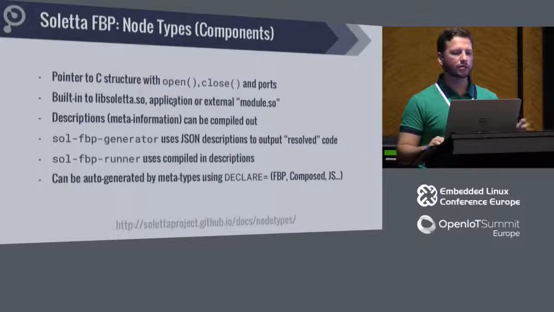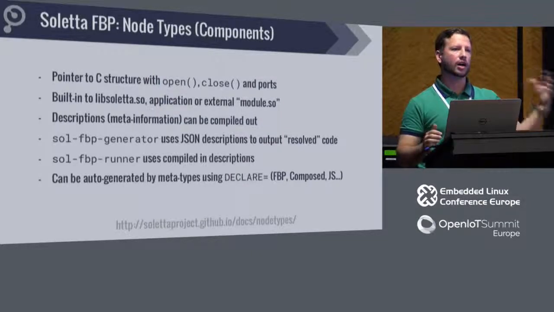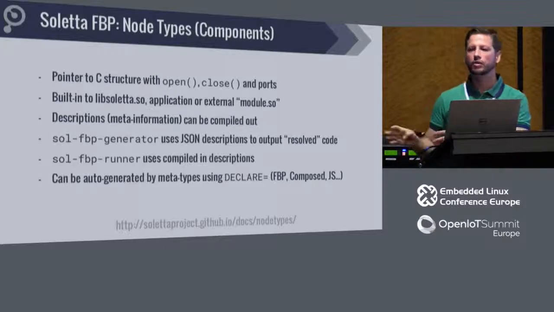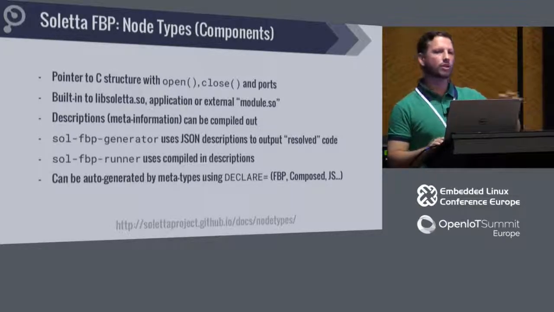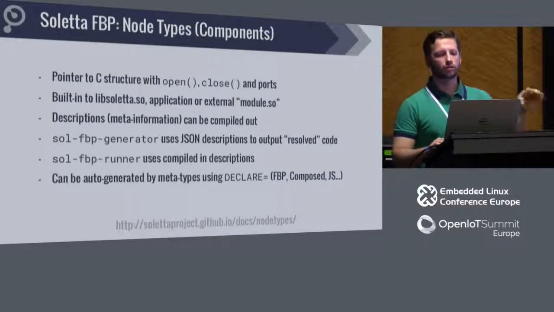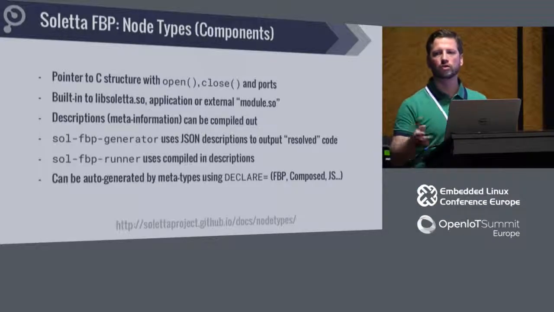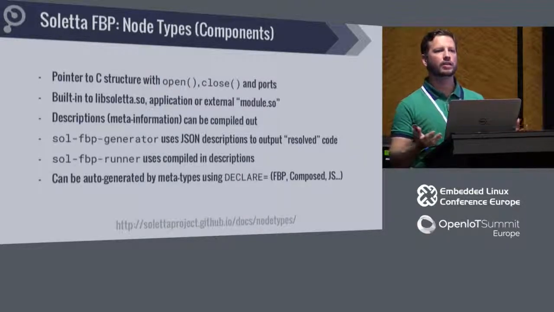option. The descriptions or meta information, what is the port name, what is the port type, this is all compiled. You can compile that out. So on microcontrollers, you are not getting that information, you throw it away. Okay, and you use the FBP generator to resolve that into C code, and then you just compile it, or you use the FBP runner.